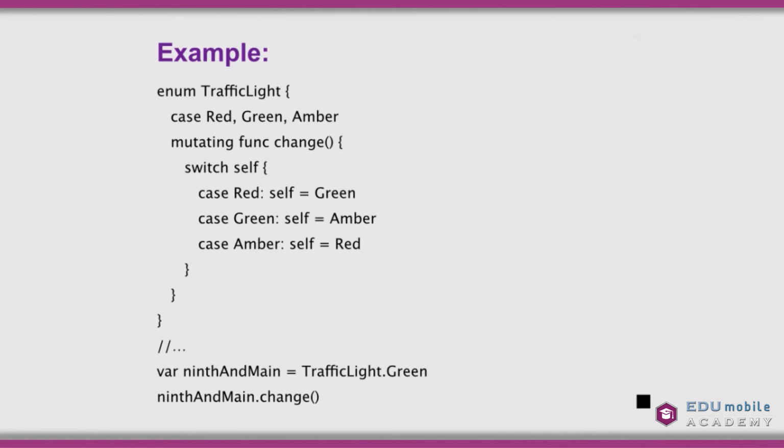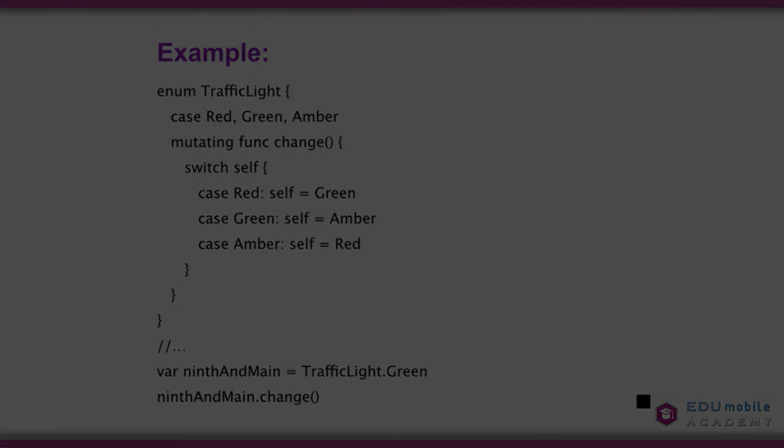So let's define a traffic light, 9th and Main. We're just saying arbitrarily that this traffic light at the time of definition is green. We can say ninthAndMain.change, and that will change from green to amber. If we call it again, it'll change from amber to red, and if we call it again, it'll go back to green. It'll say, I am currently red, self equal green. Thank you very much.